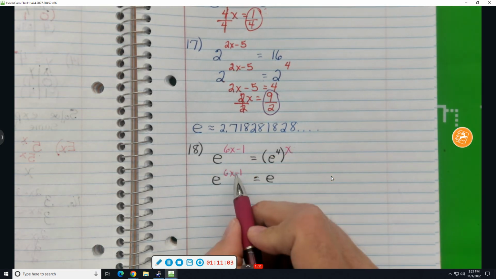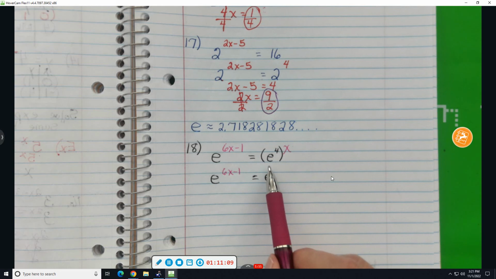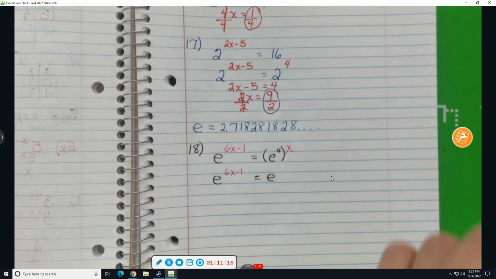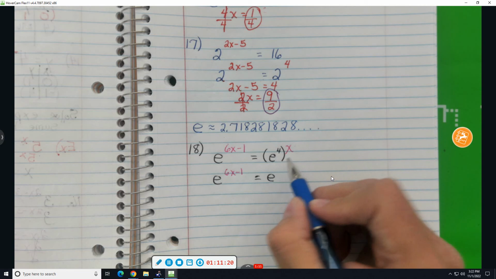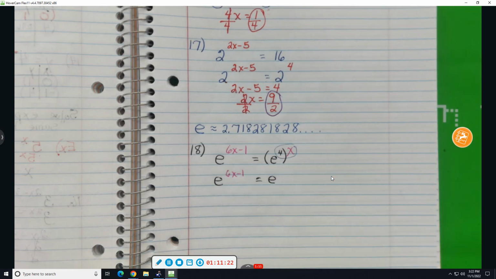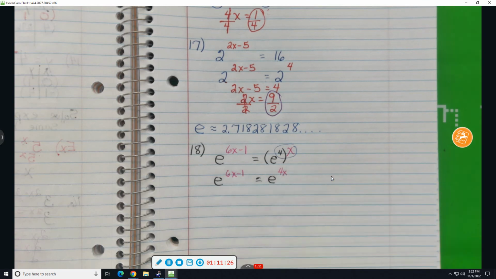We have E to a power. The right-hand side, I just want E to a power without those parentheses. What was that rule that told us how to get it written without parentheses? What do I do to the 4 and the x? Multiply. It's just going to be 4x.